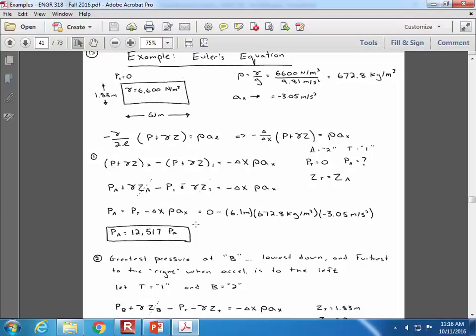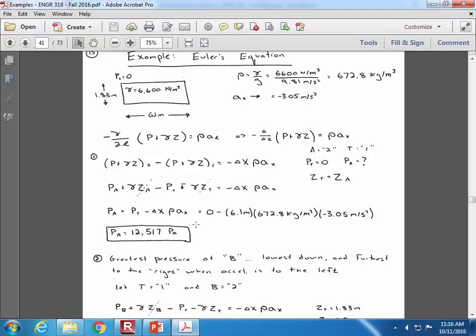Yeah, they're equal to each other, right. And so what that allows us to do is cancel that out. So Z sub A and Z sub T are canceled out because they're equal. And we also know that the pressure at 1, which is the pressure at T, so P sub T is also 0. So we can take that out of the equation as well. So what we're left with, the pressure at A is simply going to be negative delta X density and acceleration in X.